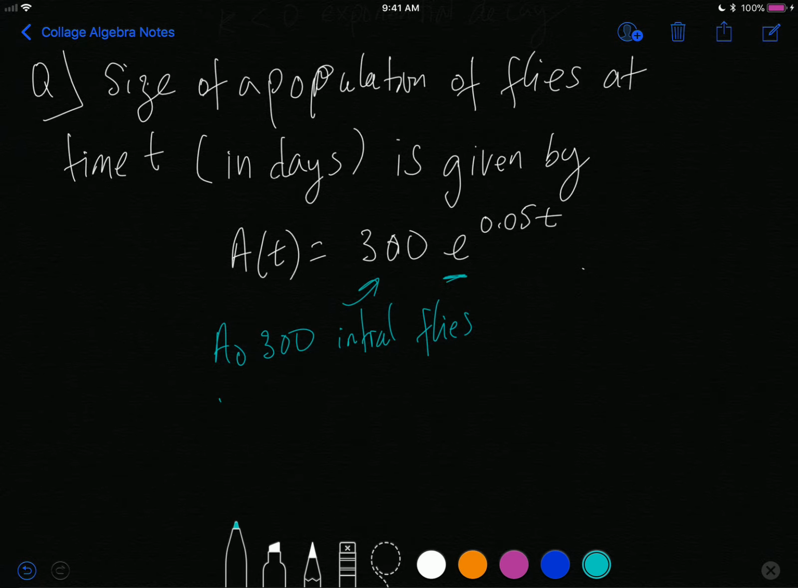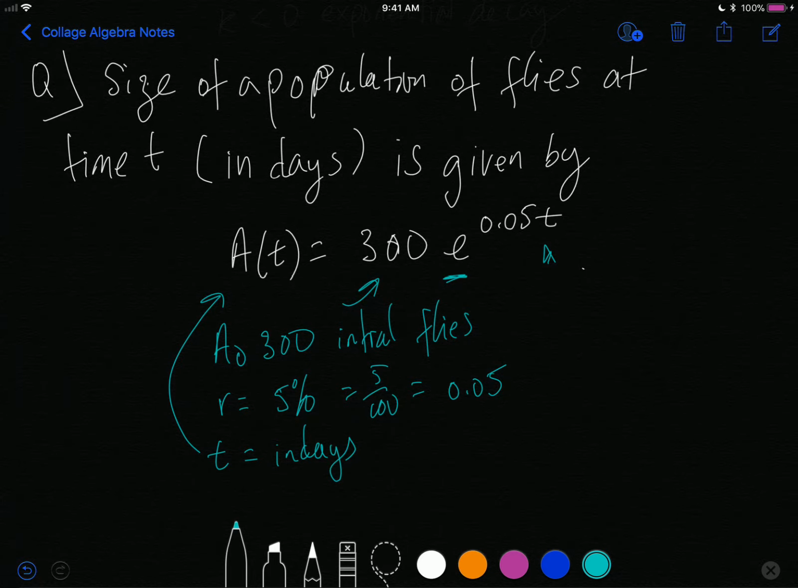And then we have our rate. Our rate is 5%. Notice that they didn't give it as 5%. They used the 0.05. They give the decimal that's equivalent to 5%. Remember, 5% is 5 over 100, which is equal to 0.05. And then the last one right here, the time. Remember, the time is our free variable. We plug in a number for time, and that'll tell us how many flies are there at that time. And so our time is in days. It's a free variable, right?